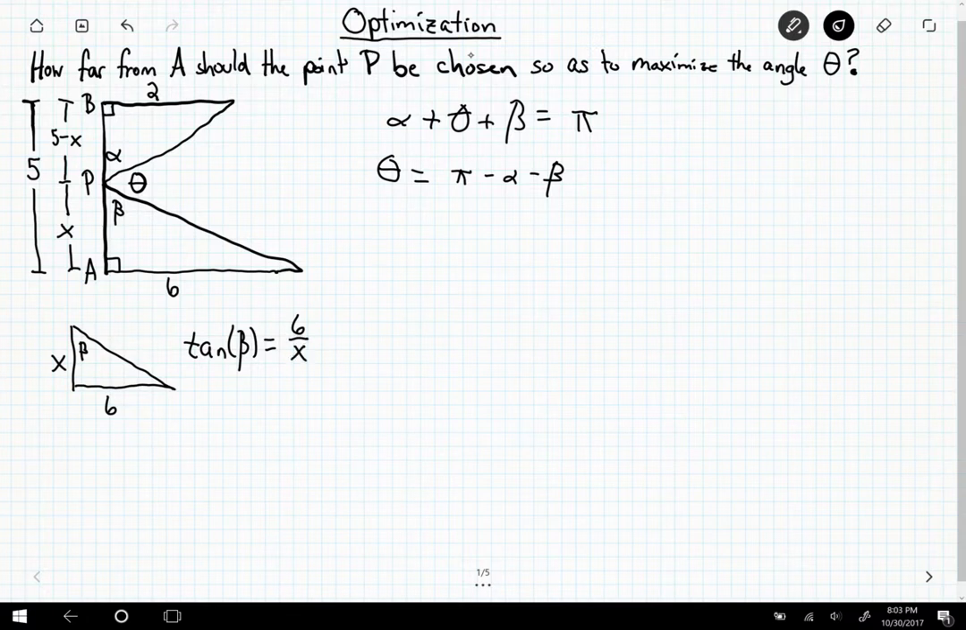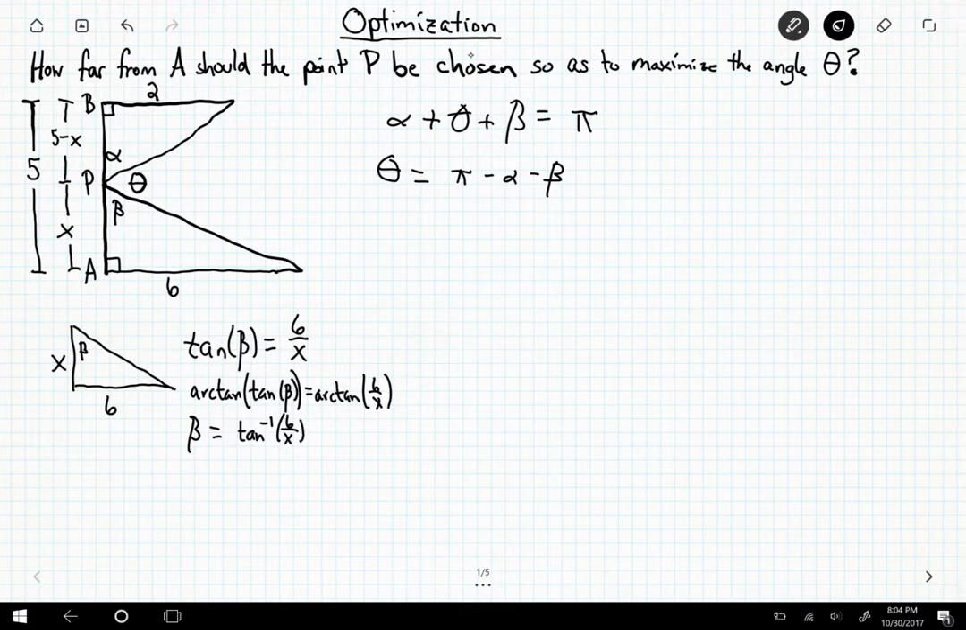If we want to solve for beta, we need to take an arctangent on both sides. So the arctangent of the tangent of beta equals the arctangent of 6 over x. Arctangent and tangent are inverses of each other, so this just becomes beta equals arctangent, which I'm going to abbreviate as tan inverse, of 6 over x. So at the end of the day, we have beta, and now all we need is alpha.